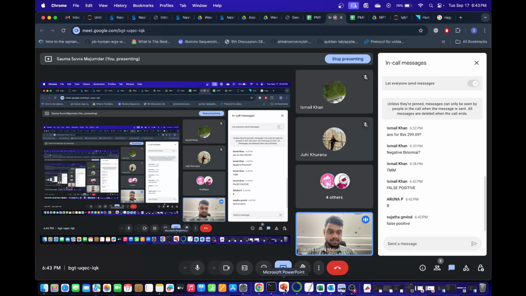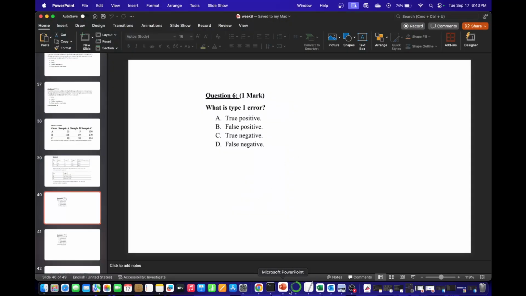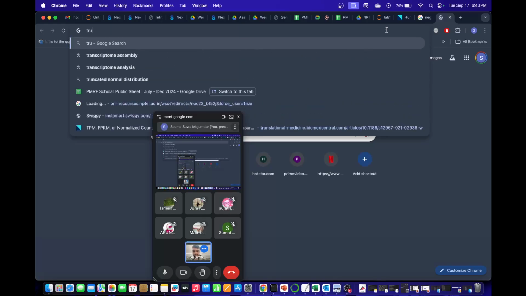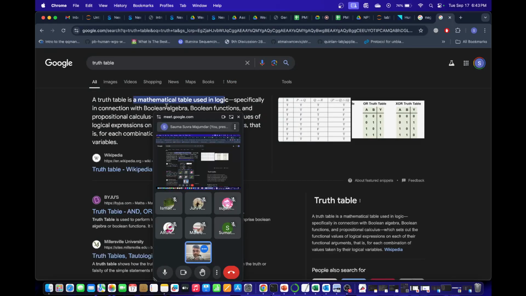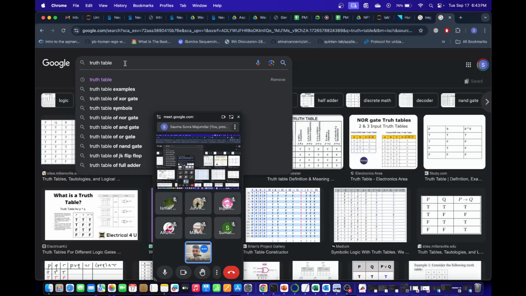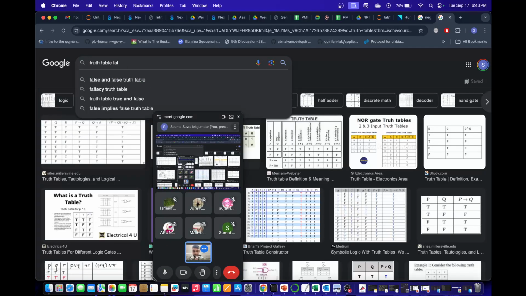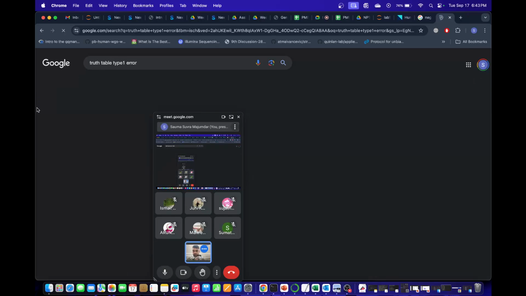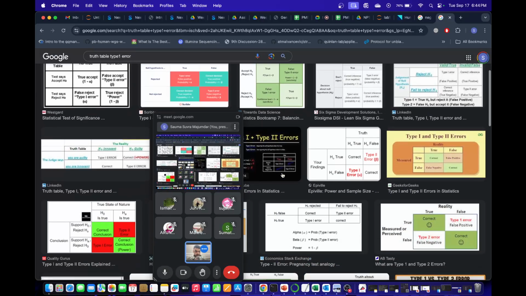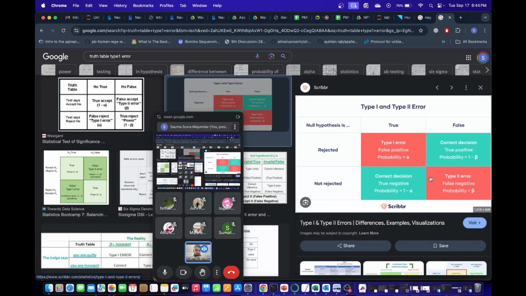It's actually simple. So I'll just quickly show you the truth table. So this is your truth table.